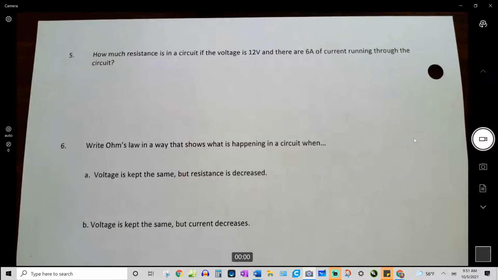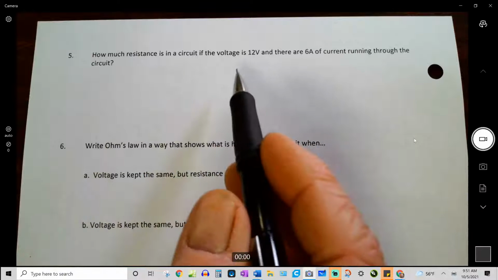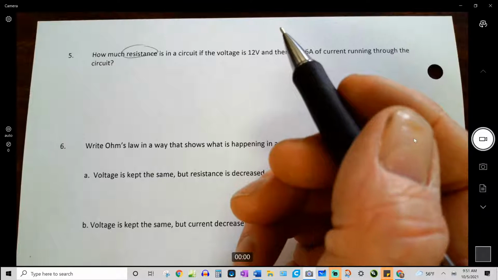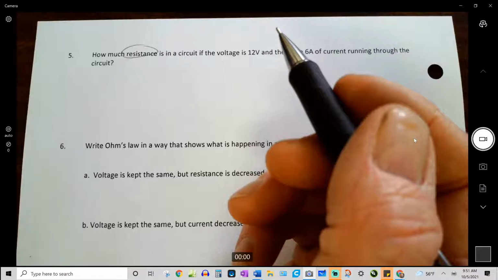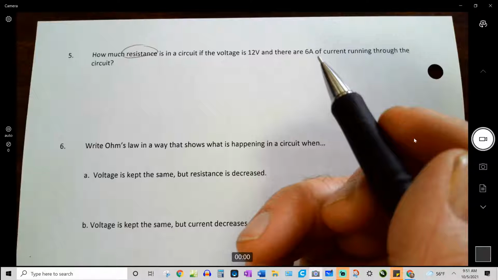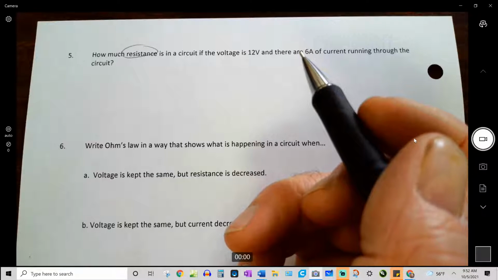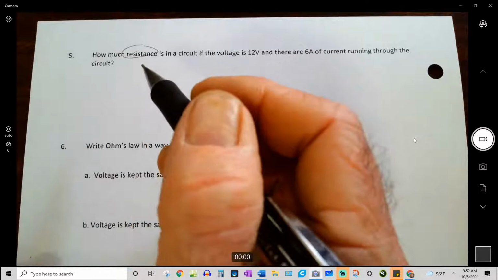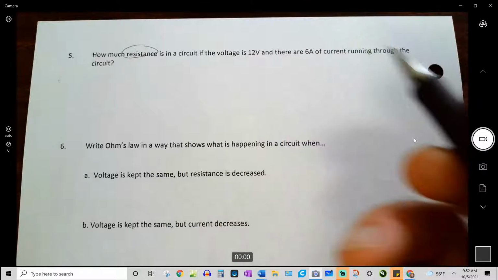Okay. So does anybody have an answer for number 5? What is the resistance? 2. What are the units for resistance? Well, R is the symbol. Yeah, 2 ohms. It's kind of confusing. The symbol for the unit is the omega, but the symbol for resistance is R.